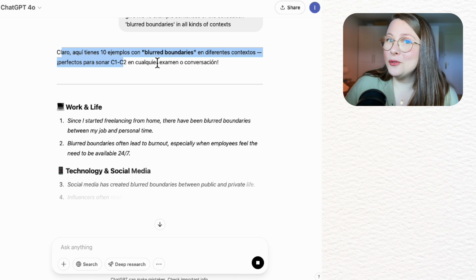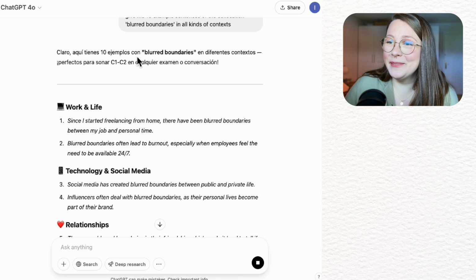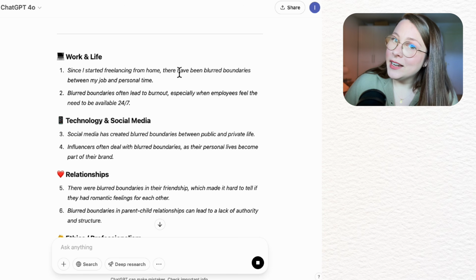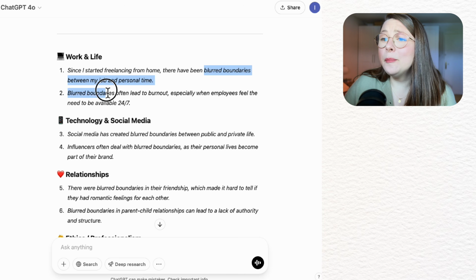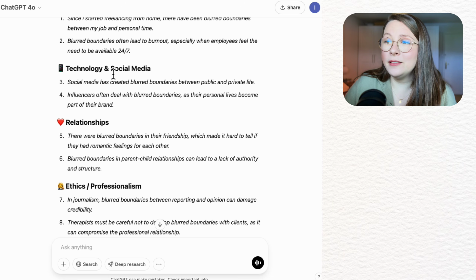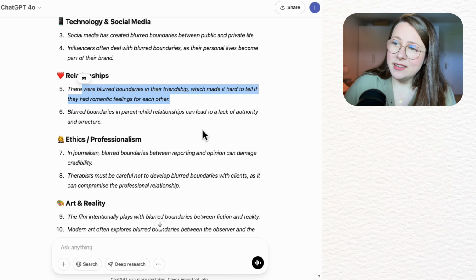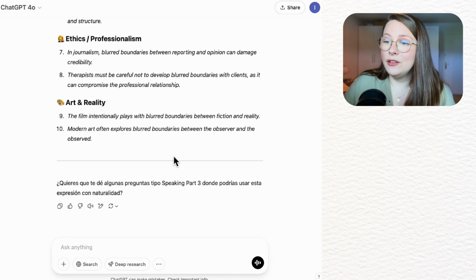Oh, I think sometimes I talk to ChatGPT in Spanish, so it's talking back to me in Spanish. Let's have a look. Since I started freelancing from home, there have been blurred boundaries between my job and personal time. When we talk about relationships, there were blurred boundaries in their friendship, which made it hard to tell if they had romantic feelings for each other.